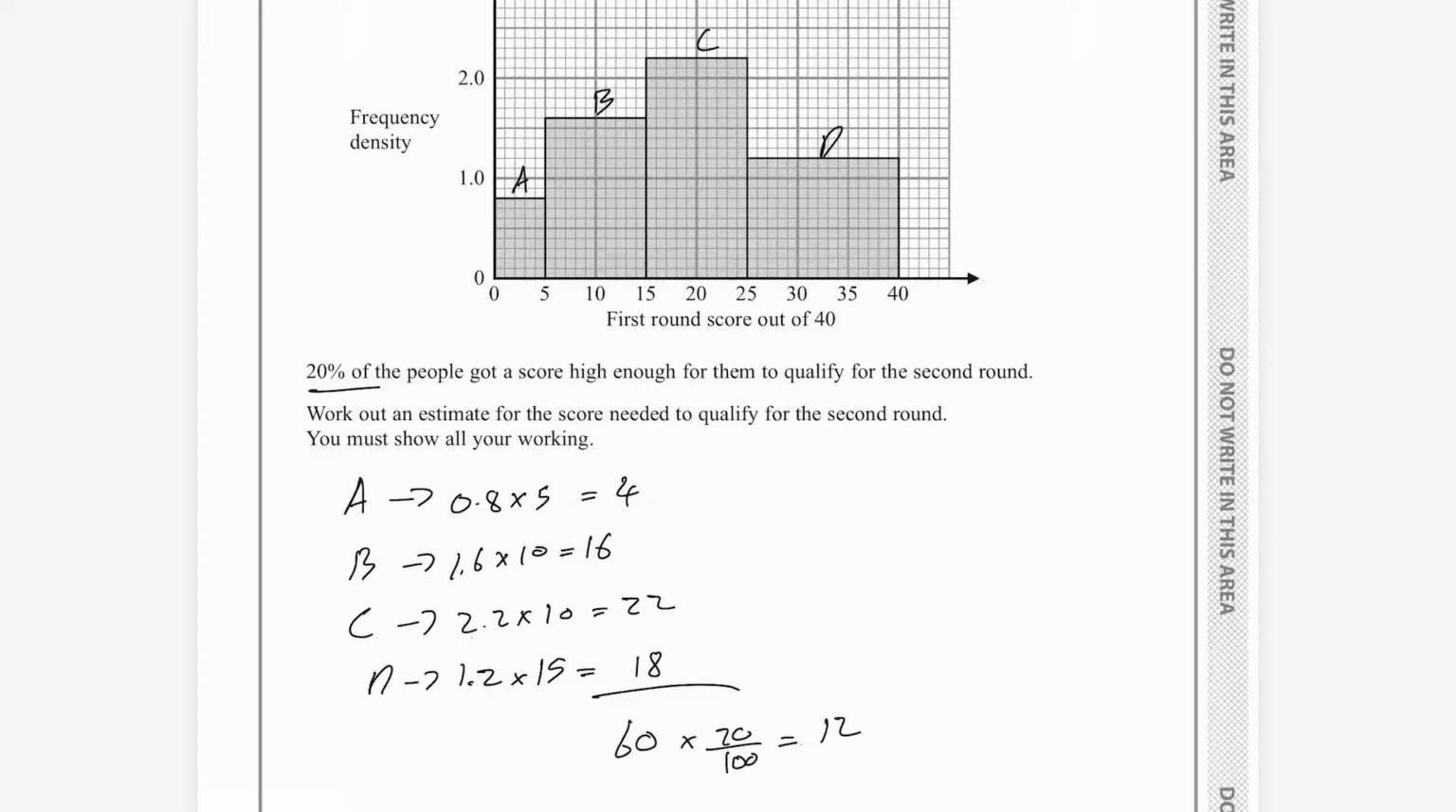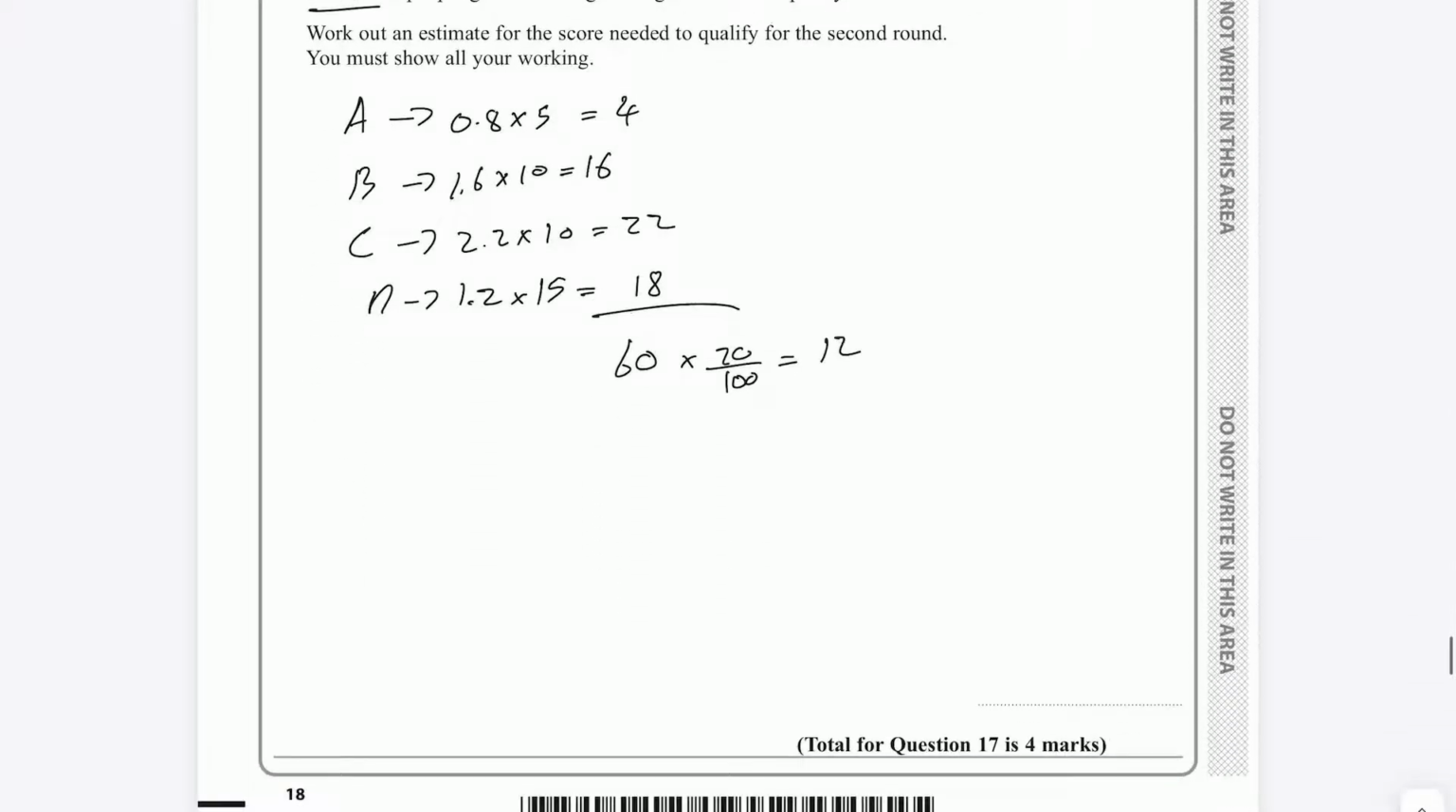So I know this final square adds up to 18. So these are people who would have got high enough. So we have a 12. So this will essentially be split in two. So we'll have a 12 at some point, and we'll have a 6 because those two add up to make 18. So if I do 12 out of 18 times that by 15, which is the width here, that means this represents 10. So it's going to be from here to here. And in terms of score, that's 30.